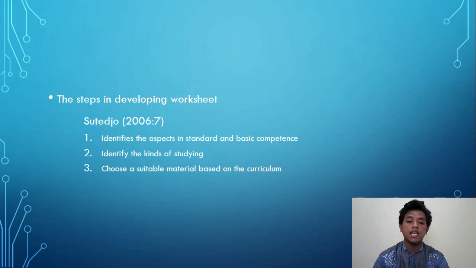It seems like the other aspects, psychometric and affective. And the last is choosing a suitable material based on the curriculum. Choosing the suitable material in teaching should be based on the 4 aspects mentioned in the second point above. That is fact, concept, principle, and procedure.